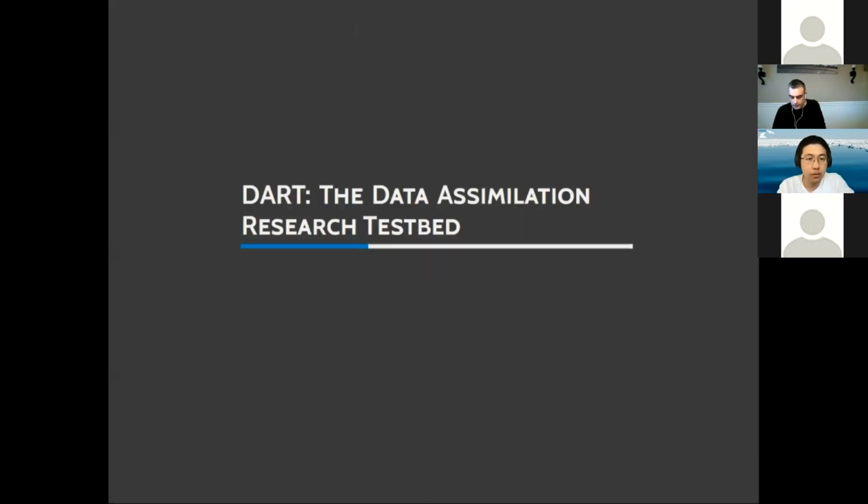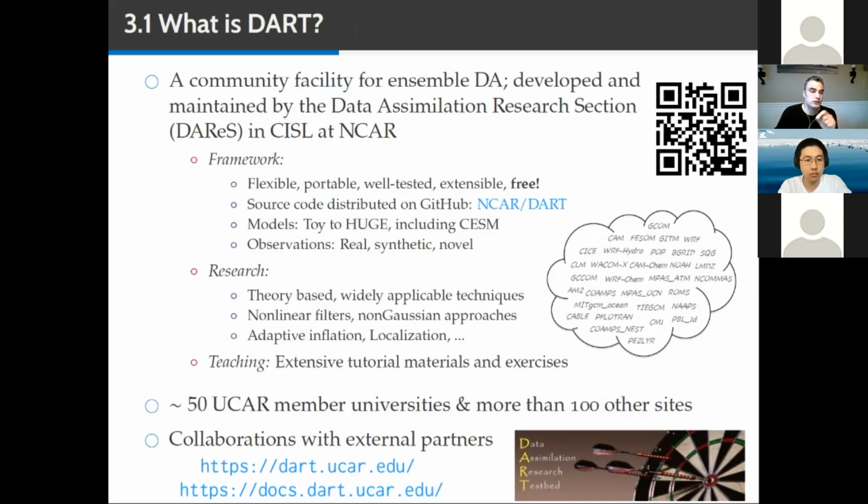Okay, if no more questions, I can proceed and talk about the data assimilation tool that we use here, and that's DART, the Data Assimilation Research Testbed. I'll talk a little bit about DART, and then I'll go into some details about the math. DART is a community facility for ensemble DA. It's developed and maintained by DAReS, which I am part of at NCAR. The nice thing about DART is that it's free, flexible, portable, and well tested. We distribute the code for DART on GitHub.